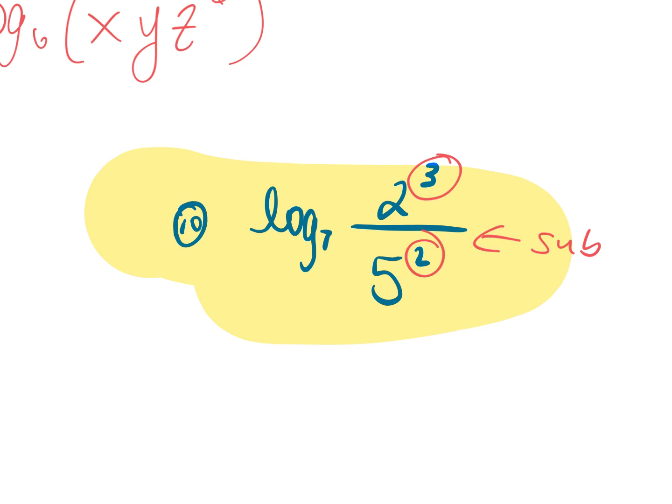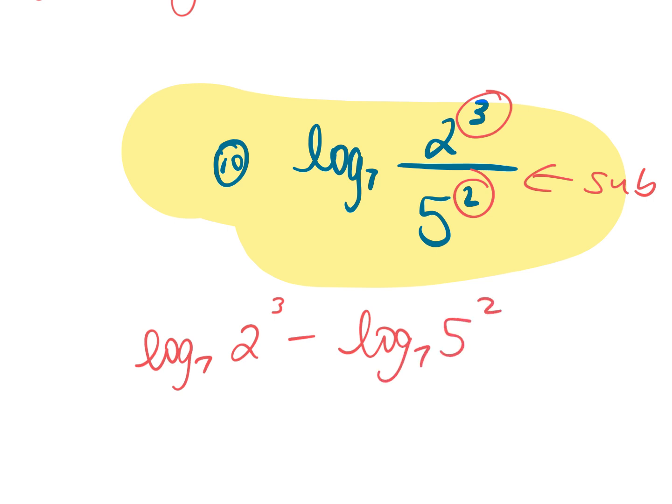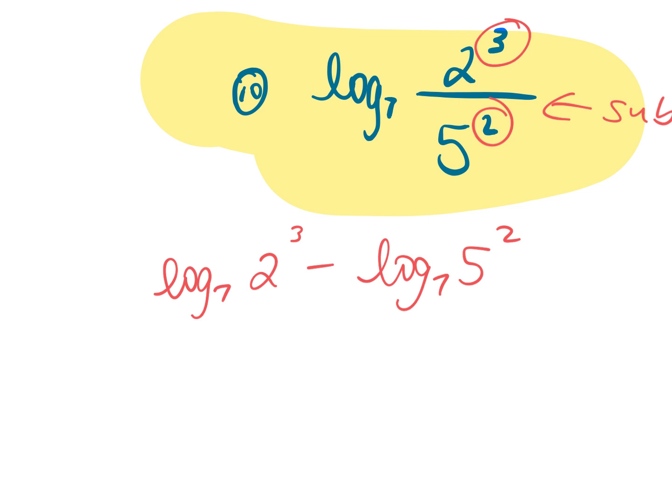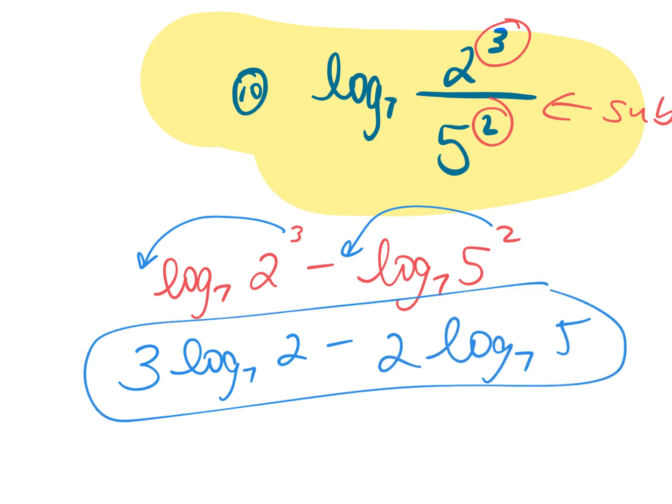If I was asking you to evaluate this, that's what I would want you to do. But all I want you to do for condensing and expanding is to pull apart and smush together. I just want you to practice this. So I'm going to rewrite this as log base 7 of 2 to the 3rd minus log base 7 of 5 squared. Am I done? No. What do I need to do? My exponents become coefficients. So 3 log 7 of 2 minus 2 log 7 of 5.